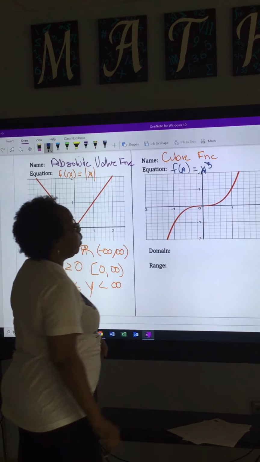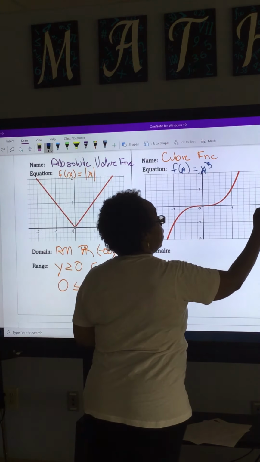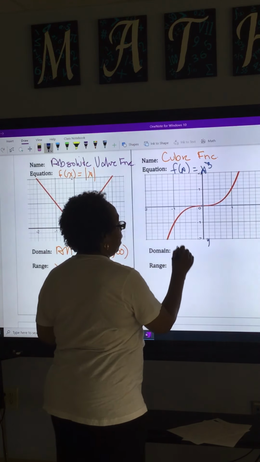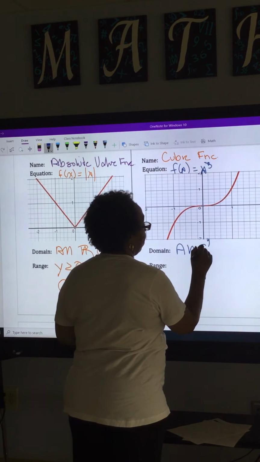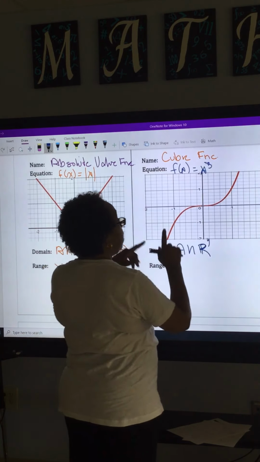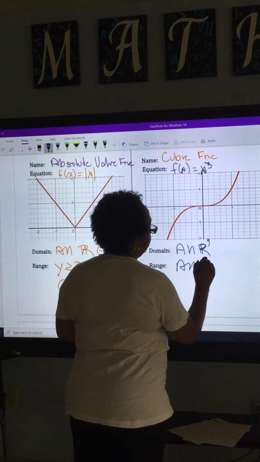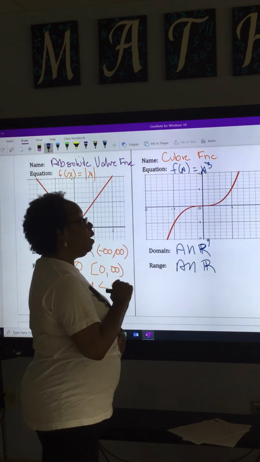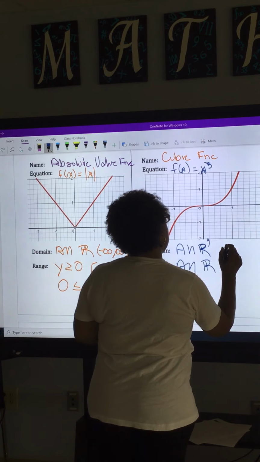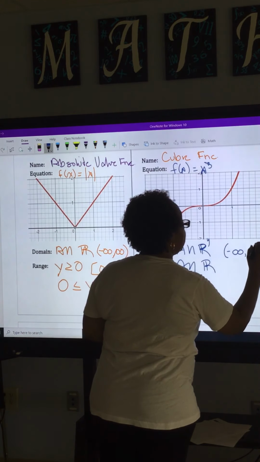Okay? So when we look at this, let's look at our x and y here. We know this is our x and this is our y. The x's continue going on, so that's going to be all real numbers for our domain. Okay? And we think about our y's also, they keep going, so all real numbers. Now, in interval notation, we know what that looks like. That's going to be from negative infinity to positive infinity.